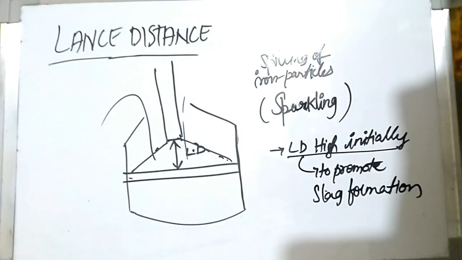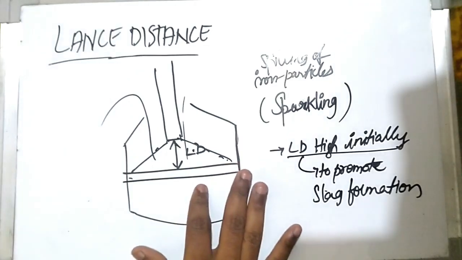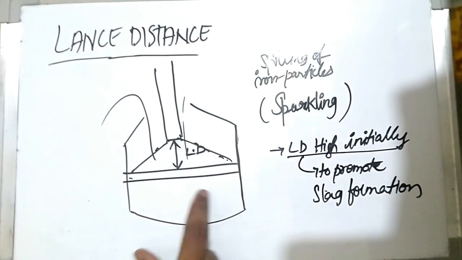Okay, so initially, because initially there will be no slag, only iron will be there. Okay, initially only molten metal will be there, so it can be spilled out. Yes, so the slag layer will not be supporting or protecting it from the spilling. So that is why initially lance distance should be high, and the slag formation is promoted and sparkling is avoided.